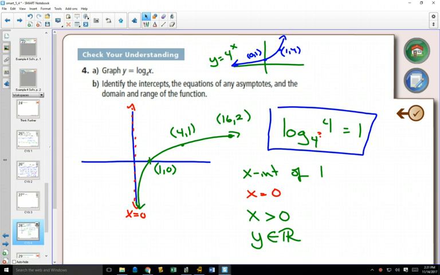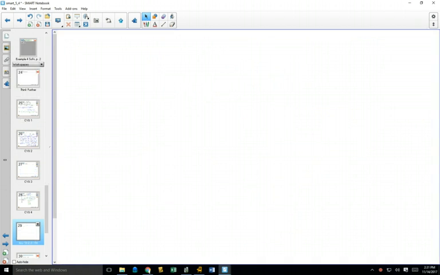Now do you still have room at the bottom of page 378? Some of you might. Just in that big white space at the bottom? Okay. Right there, we're going to graph this one.